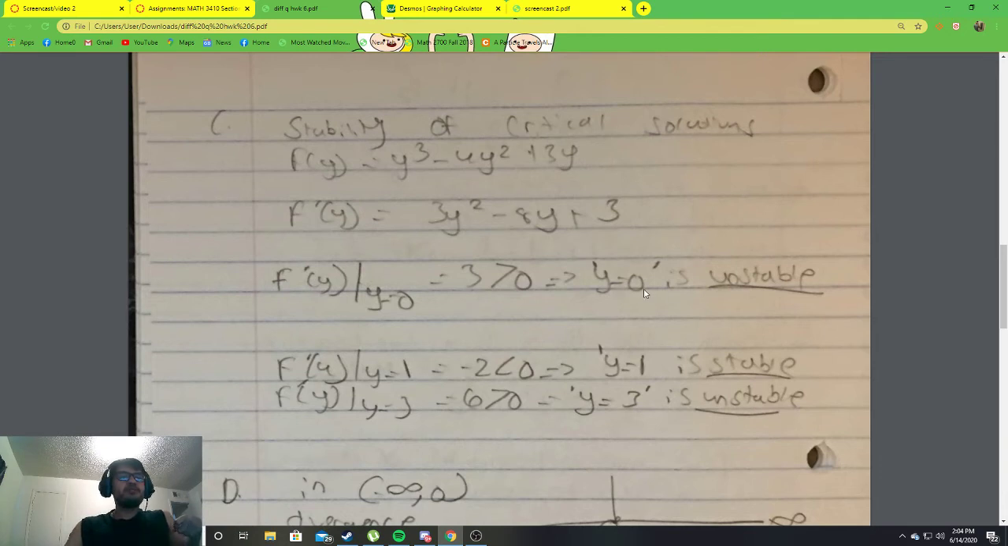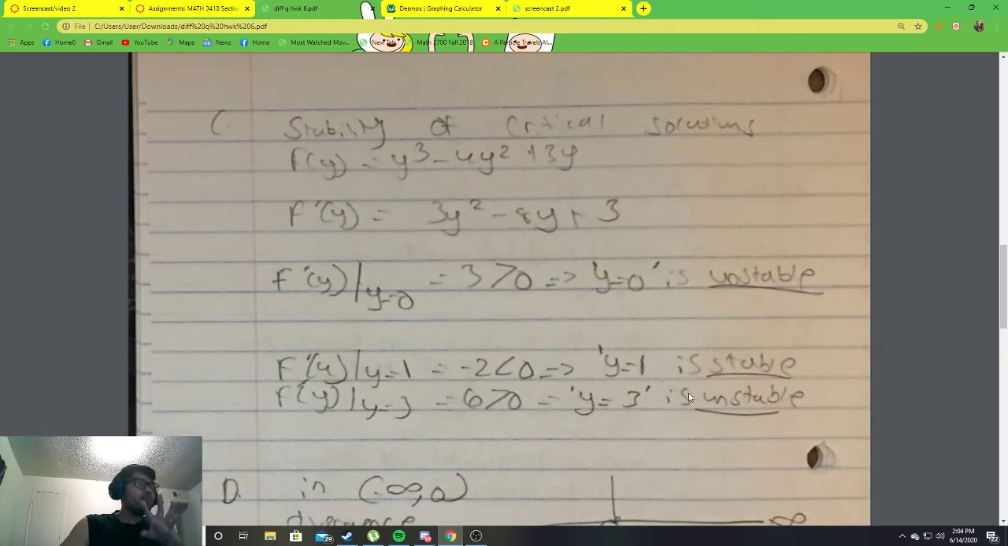So my first critical point, y equals 0, and then I got 3. So 3 is greater than 0, and that's unstable. And then I plugged in 1, and I got negative 2. Negative 2 is less than 0, so that is stable. And then the last one is y equals 3. I got 6, and 6 is greater than 0, so it's unstable.